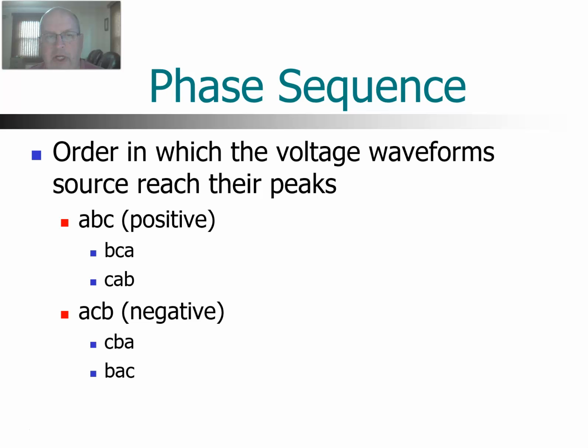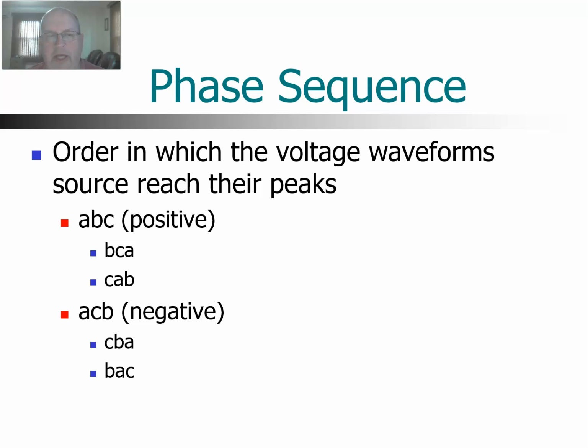Now, if you were to start counting time a little bit later and count it right when B reaches its peak, then B would be the first, and then C, and then A would be last. That's the same order, it's just starting at a different point. So that is also referred to as a positive phase sequence. Likewise, if we started counting our time when C was reaching its peak, it would go CAB, and that is a positive phase sequence. So ABC, BCA, and CAB are all positive phase sequence.